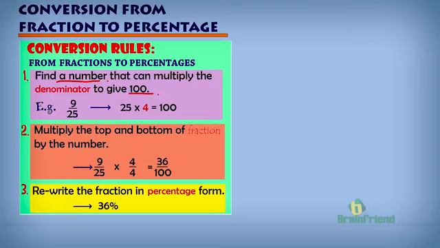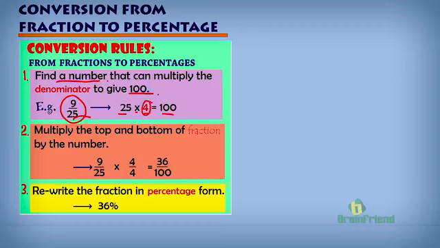All right? If, for instance, 9 over 25 was given to us as the fraction, and we were asked to convert it to a percentage, find a number that you can multiply with the denominator to give you 100. 25 is our denominator here. What can we multiply with 25 to give us 100? 4. So we multiply 25 times 4 to give us 100. 4 is the number we're interested in.